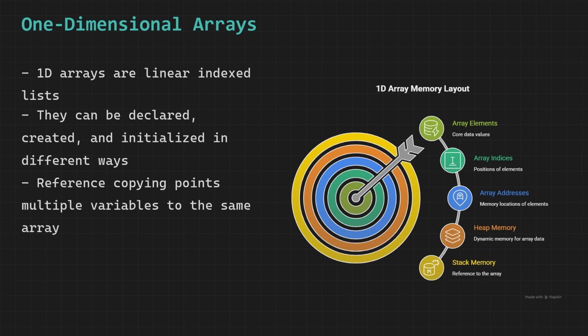The .length property gives the total number of elements. Always use marks.length in loop conditions instead of hard-coding the size. This makes your code flexible and prevents bugs if the array size changes later.